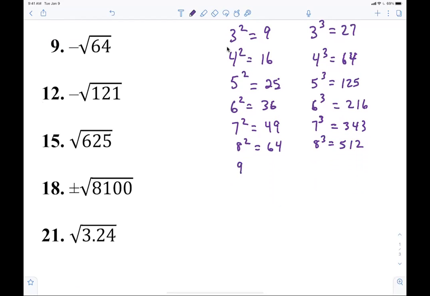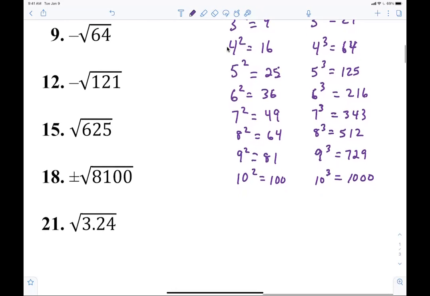And then 9 squared, 81. Hold on, my pencil's having trouble today. And then 9 cubed is 729. And then 10 squared is 100, and then 10 cubed is 1,000.